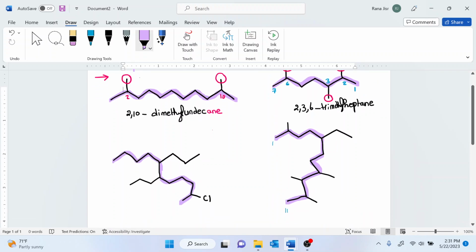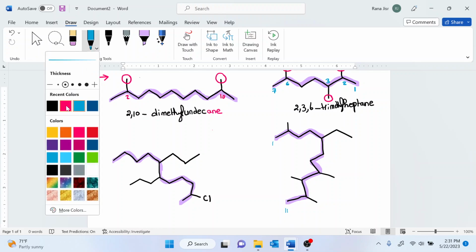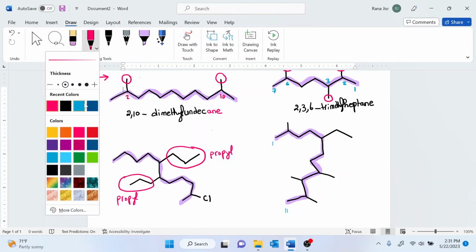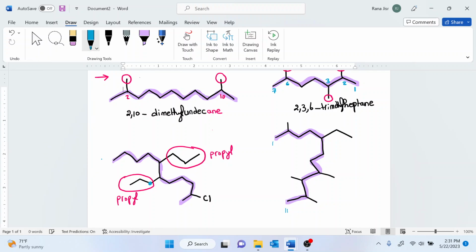Now, let's say if my substituents are different, then in this case, I need to go by alphabetical order. So choose your longest carbon chain and then circle your substituents and name them. So here I have a substituent of 3 carbons. I'm going to name it propyl. Substituent of 3 carbons again. I'm going to name it propyl. Count the carbons in there. This is carbon 1, carbon 2, carbon 3. Carbon 1, 2, and 3 in there.